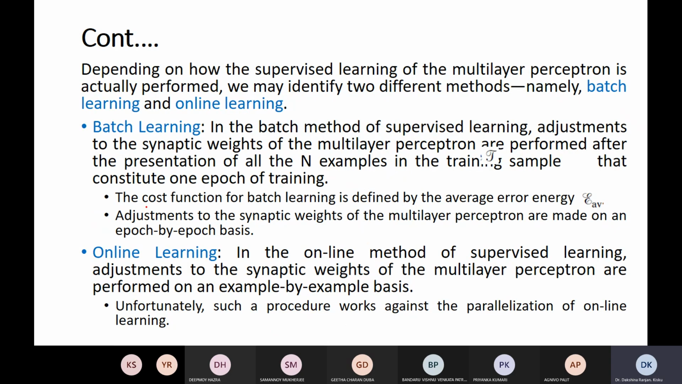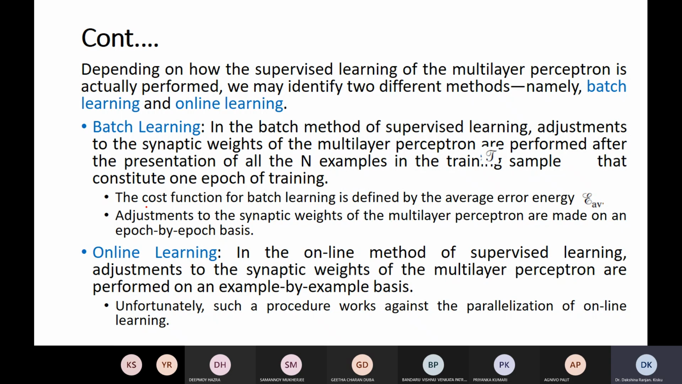Now, depending upon the supervised learning which is performed in a multilayer perceptron, we can identify two different methods. One is called batch learning, and the other is called online learning. Now, what is batch learning?